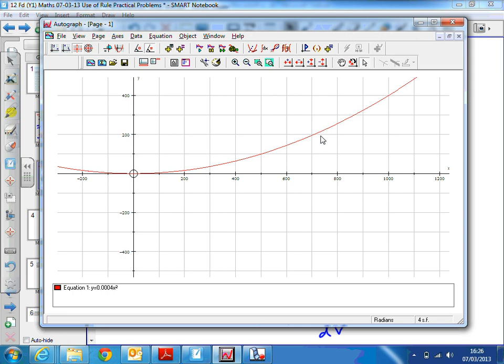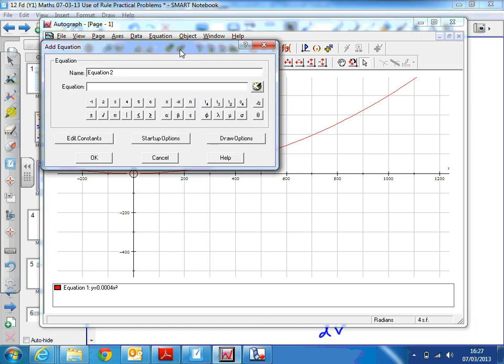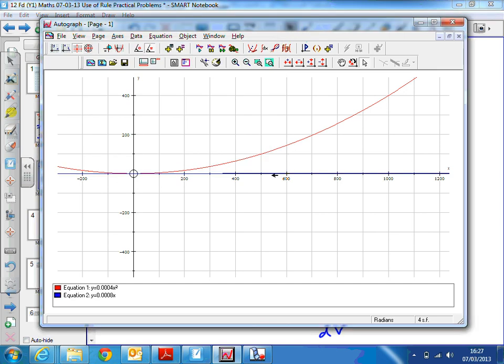Right, James? So we can't confirm the gradient using Autograph like that, unless on top of this we decided to plot the differential function. So I add another function now, y equals the differential function, which was 0.0008x, wasn't it? If I put that on, hit OK, now it gives me another function, and it tells me what the gradient function is.